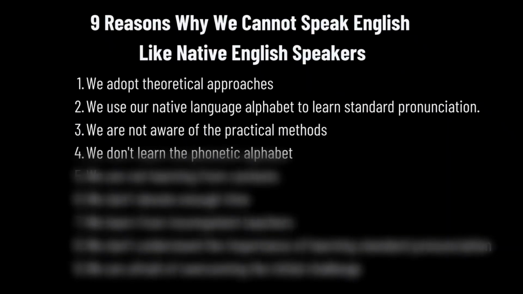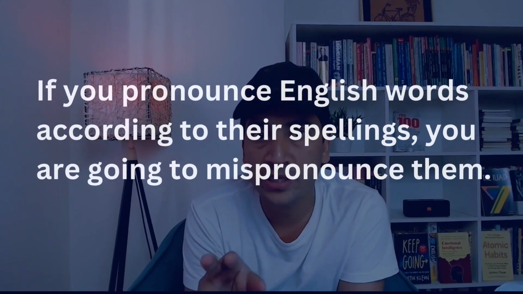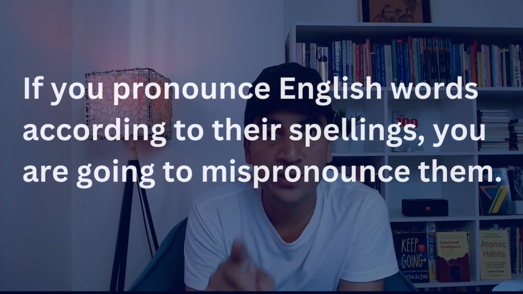The 4th reason why we don't sound like native English speakers is we don't learn the phonetic alphabet of English. First, we learn the standard pronunciations of English words with our native language alphabet. Second, we don't learn the phonetic alphabet of English. If you pronounce English words according to their spellings, rest assured you're going to mispronounce them.